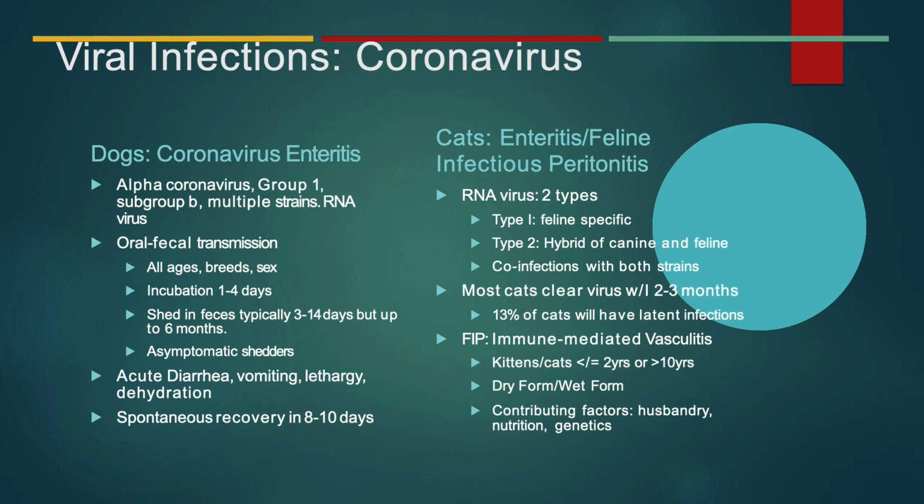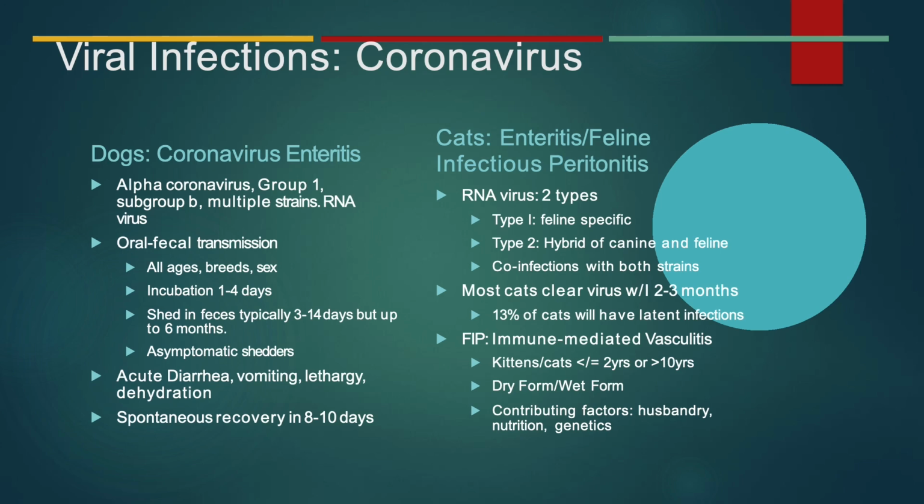Lots of asymptomatic shedders with this one, and acute diarrhea, vomiting. For really small puppies, dehydration, they can get pretty sick, but same thing, they spontaneously recover. So you look like you're a rock star, because no matter what you do, they're probably going to recover. Cats are a little different.